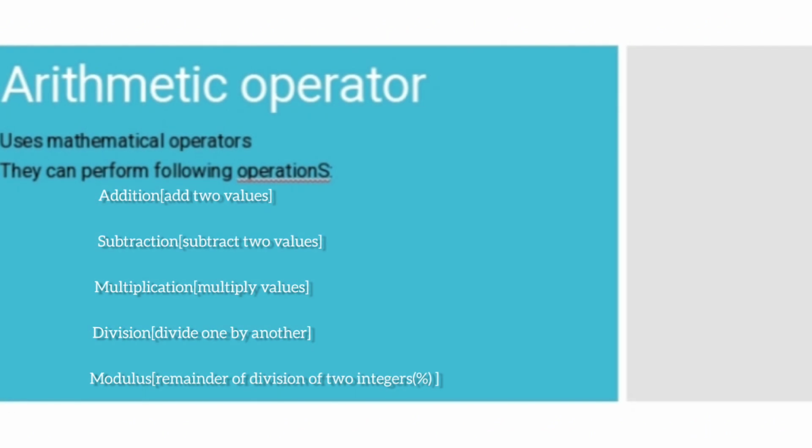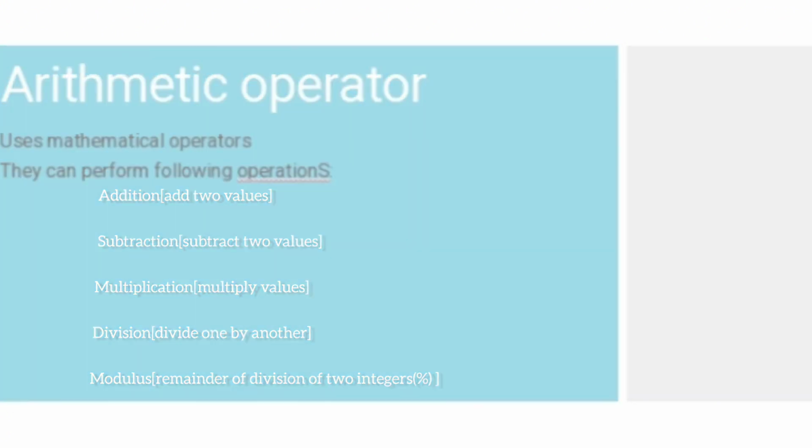An arithmetic operator is basically a symbol that performs mathematical operations. Mathematical operations like what? It can be addition, subtraction, multiplication, division, and modulus. Modulus is basically used to find the remainder of two integers in a division process. So these are the arithmetic operators that are used, and they can perform many operations.